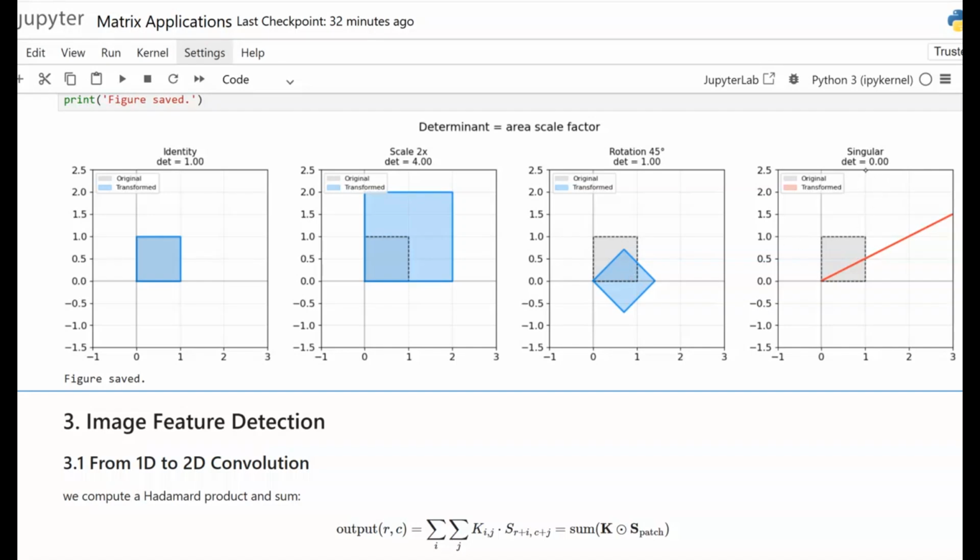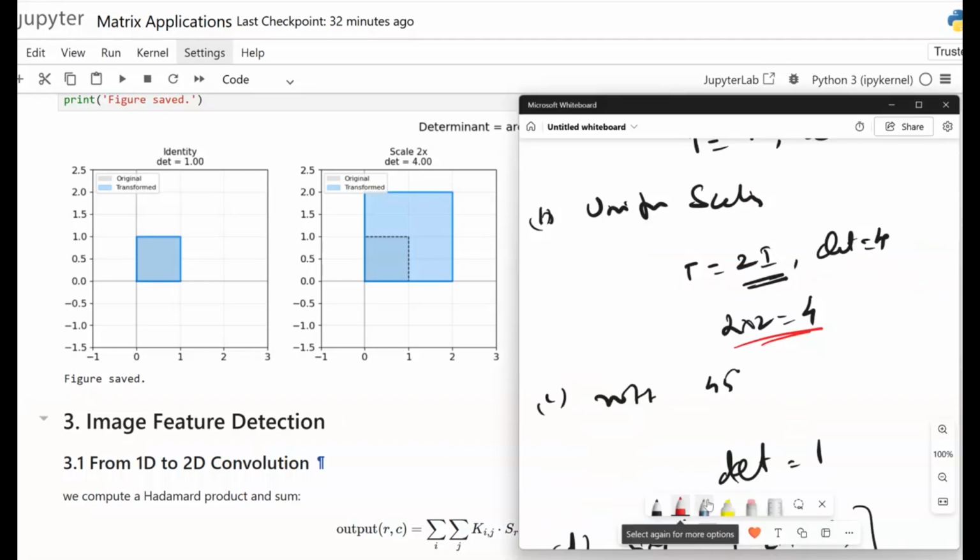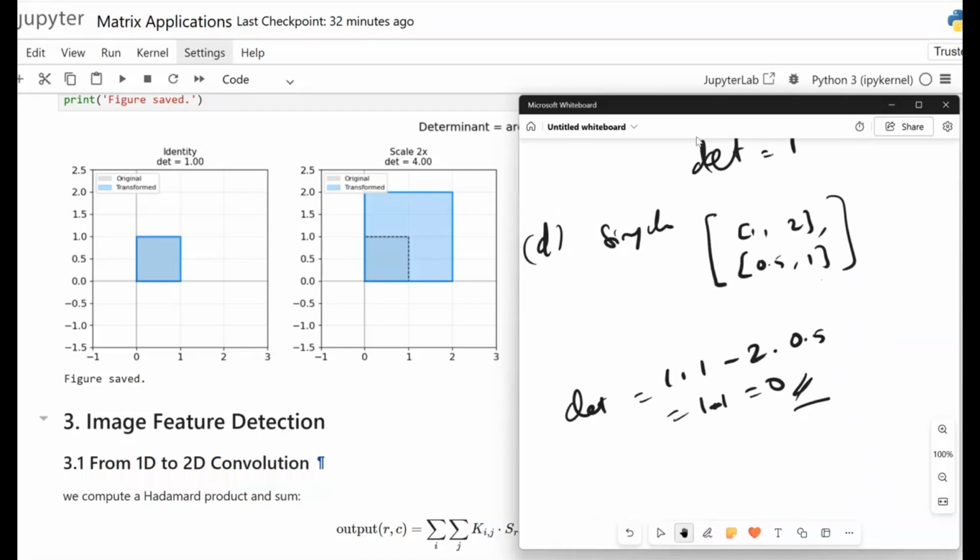And last but not least, the singular one. The square collapses into a line, so one dimension is completely flattened here. This is what it means when the determinant is equal to 0. That is what we have just discussed: determinant 0 means, geometrically, a collapse of area.